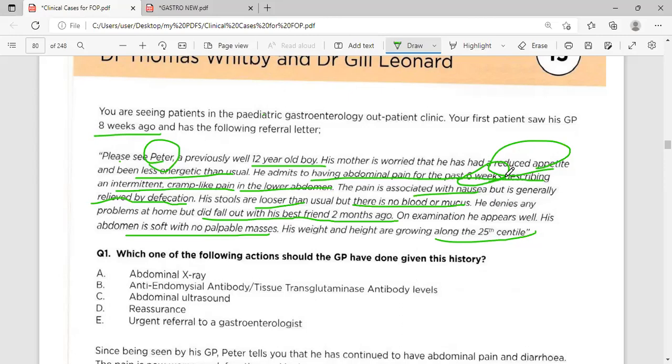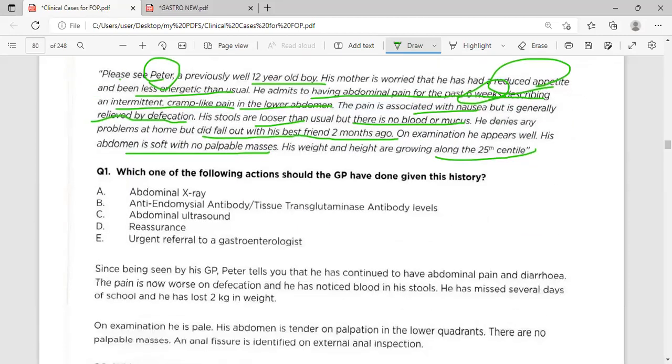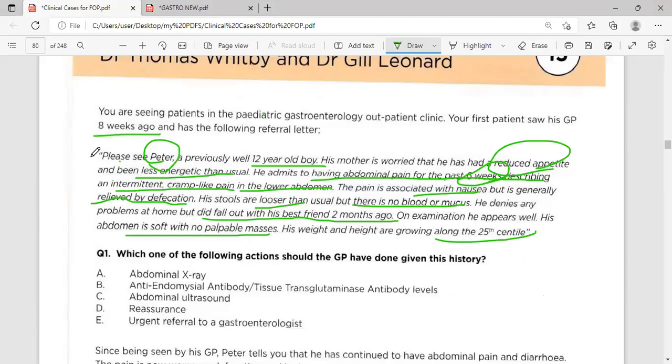So before solving this case, let us move through other points. Okay, tell me, if this is a case of chronic abdominal pain, when there is a history of chronic abdominal pain, what are the differential diagnoses you have to keep in mind? What do you think this boy has? IBD. IBS. Celiac disease.